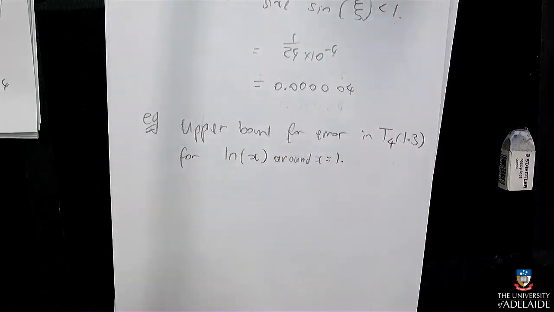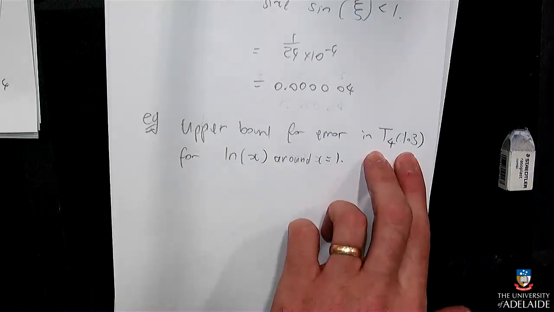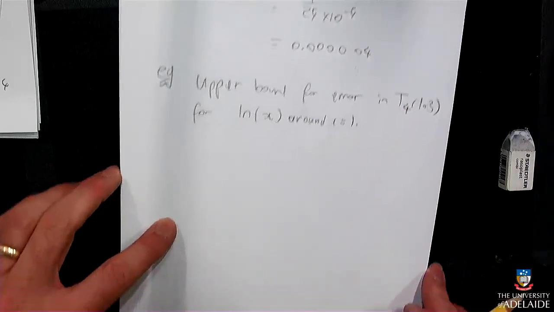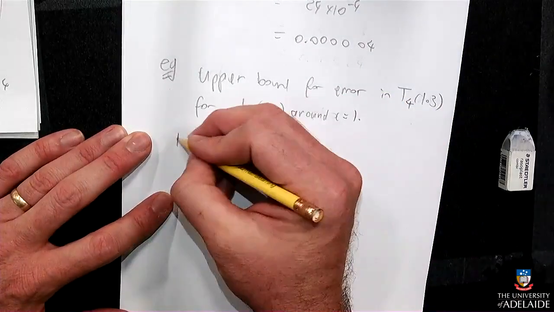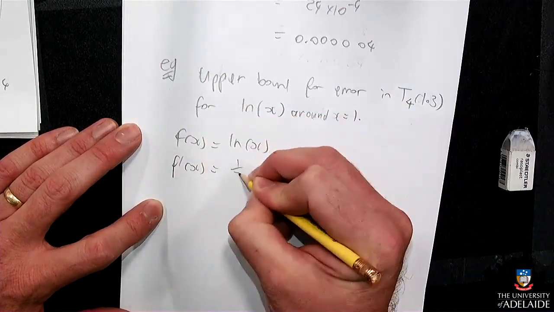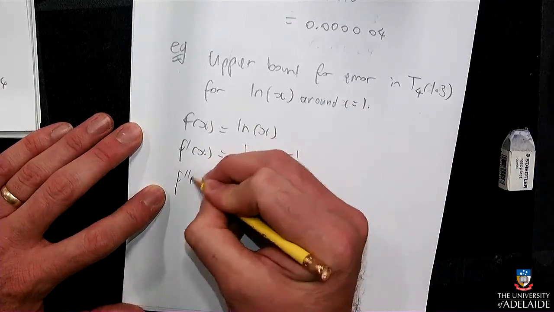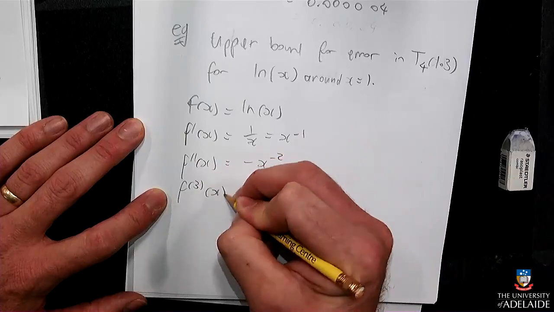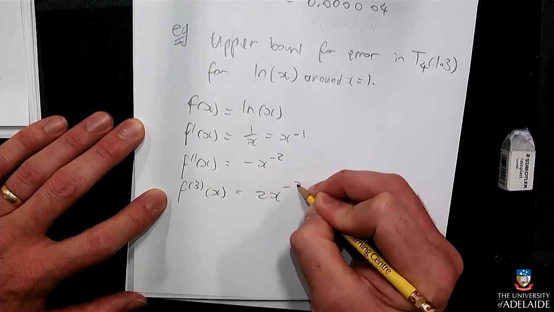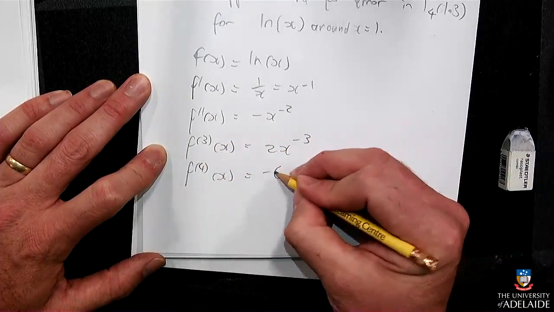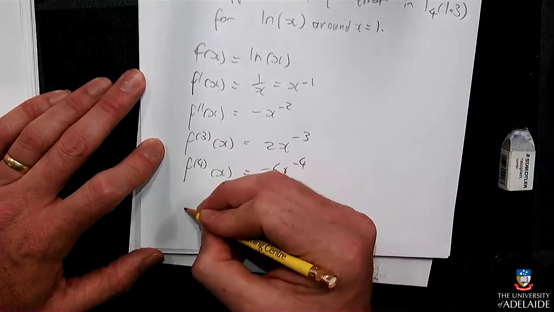Okay, so if I want the Taylor polynomial, I'll need the fourth derivative, and the error will need the next derivative. So let's say f of x is ln x. f prime of x is 1 over x, which is x to the minus 1. Then minus 2. It's minus 3. Will be minus 4.